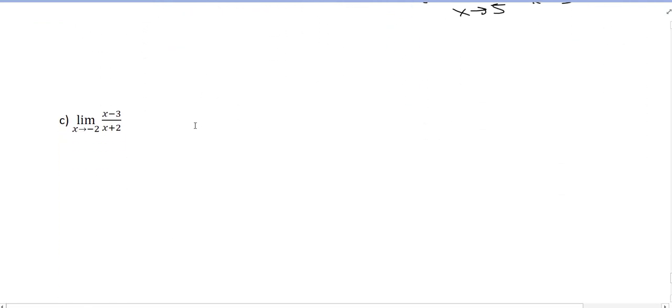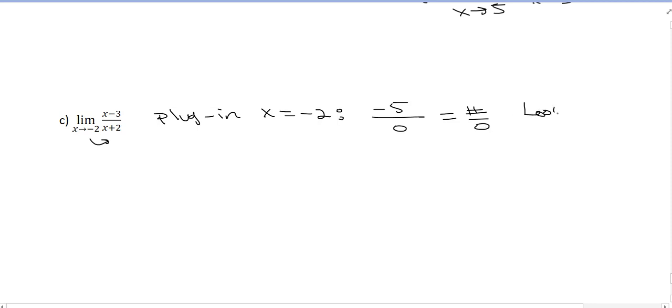So now our last example. Limit as x goes to -2 of this rational function. So same thing, plug in the value. When you plug in -2, what do we get? -2 minus 3, so you're going to get -5 on the top over -2 plus 2, 0. So you get a number over 0. What does that mean you should do? Look at one-sided limits, because that means you likely have a vertical asymptote. -2 is not in the domain of this function.